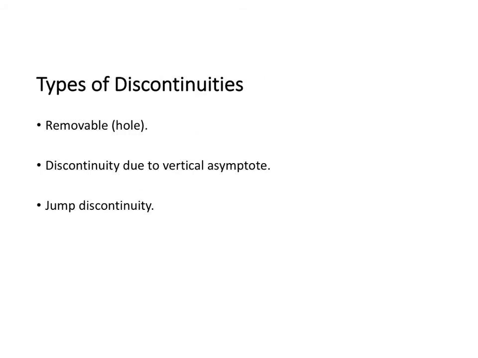So what are the types of discontinuities? Well, there are three basic types. There's a removable discontinuity, or a hole, a discontinuity due to a vertical asymptote, and a jump discontinuity. So let's see what each of those looks like.